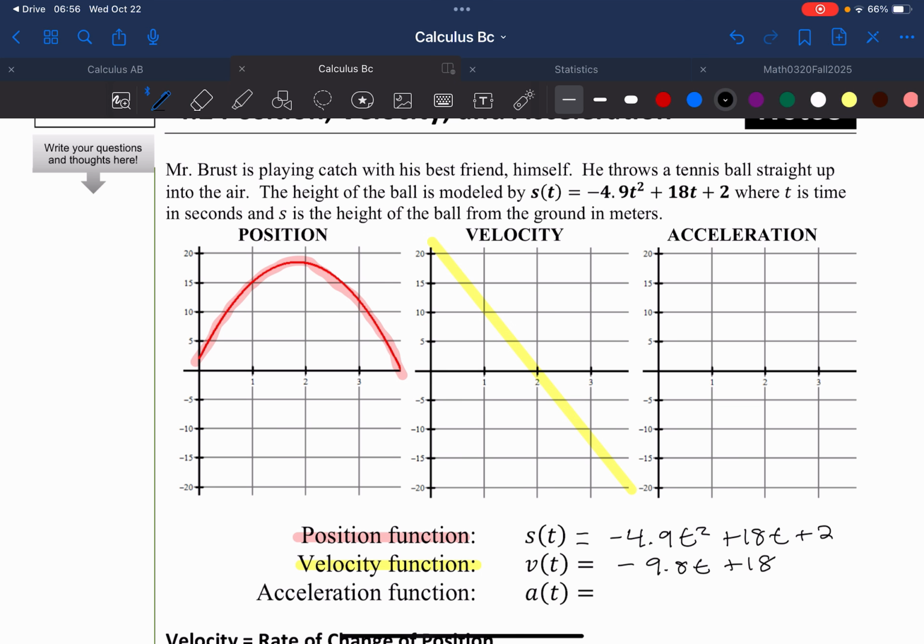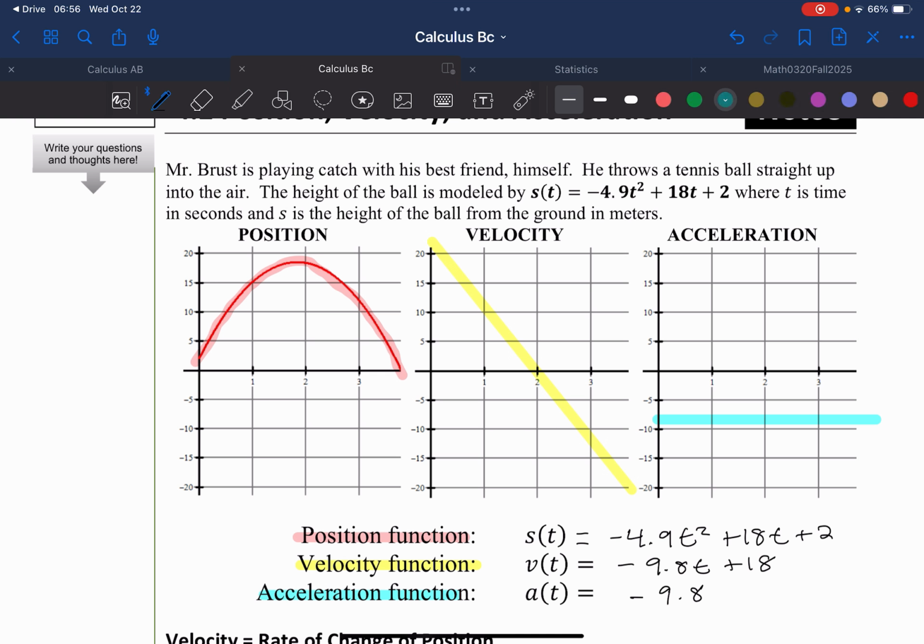And then acceleration is the derivative of velocity. So I'm going to take the derivative one more time, and then I get negative 9.8. And notice negative 9.8 is a constant function. Okay, and that constant function is going to be about right here, okay, at negative 9.8.